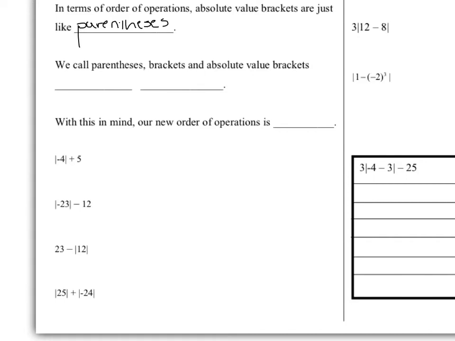Second set of blanks. Rashida. Not quite. We got absolute value in there. Jefferson, what do you think? Grouping symbols. And the last blank.